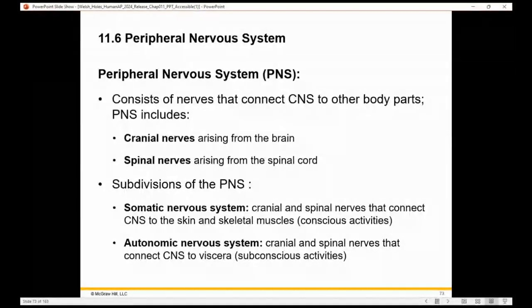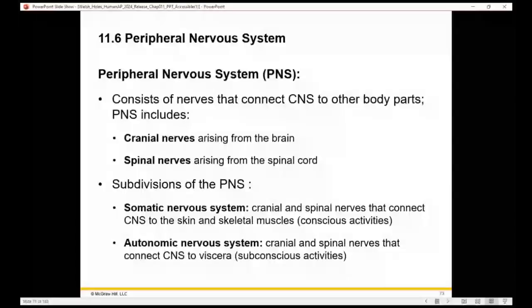Okay, so the peripheral nervous system consists of the nerves that connect the central nervous system to other body parts, and this includes the cranial nerves that arise from the brain and the spinal nerves that arise from the spinal cord. The subdivisions of the peripheral nervous system include the somatic nervous system and the autonomic nervous system.